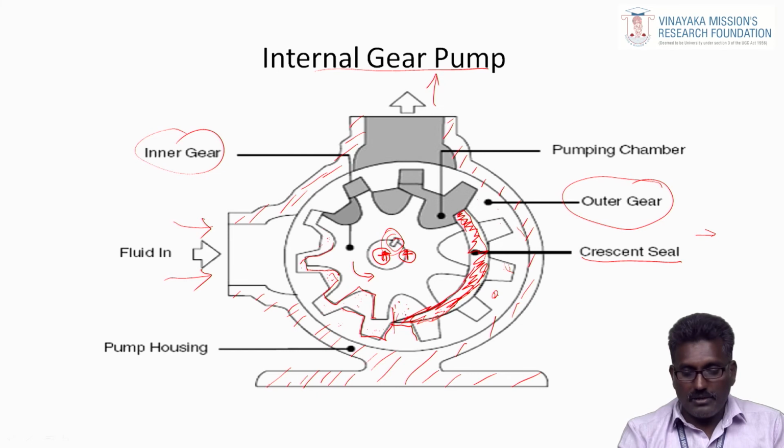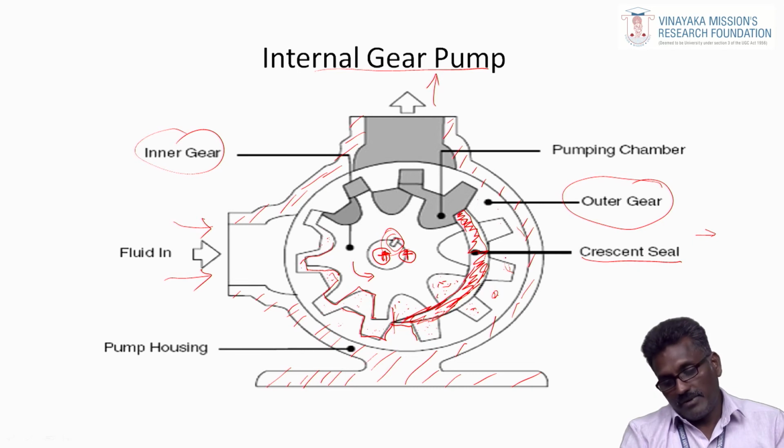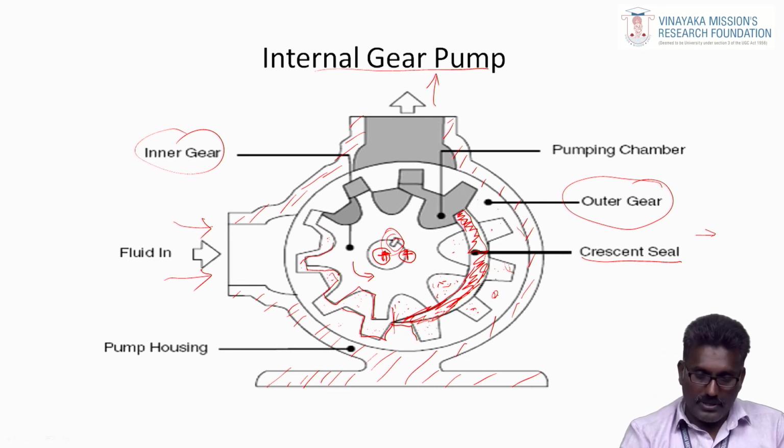After this position, after the crescent seal, the teeth of the two gears are separated. The role of the crescent seal is just to separate the internal and the external gear teeth. Now, you see this gap between the teeth carries a certain quantity of fluid. This fluid is transferred for the further rotation. All the teeth at this point deliver the fluid. So, in this continuous rotation, fluid is continuously delivered at this point.